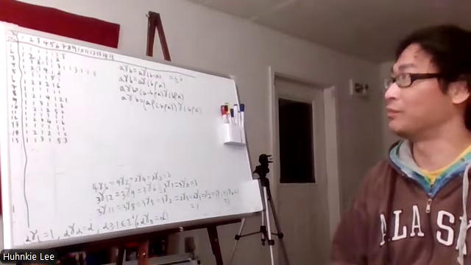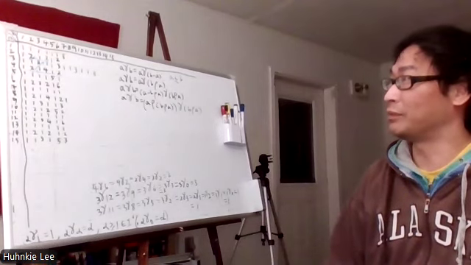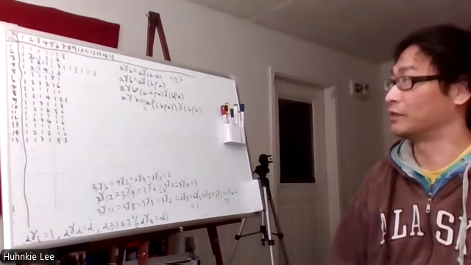But at least we can pre-compute. There's a possibility of pre-computation for gamma, just like multiplicative inverse.